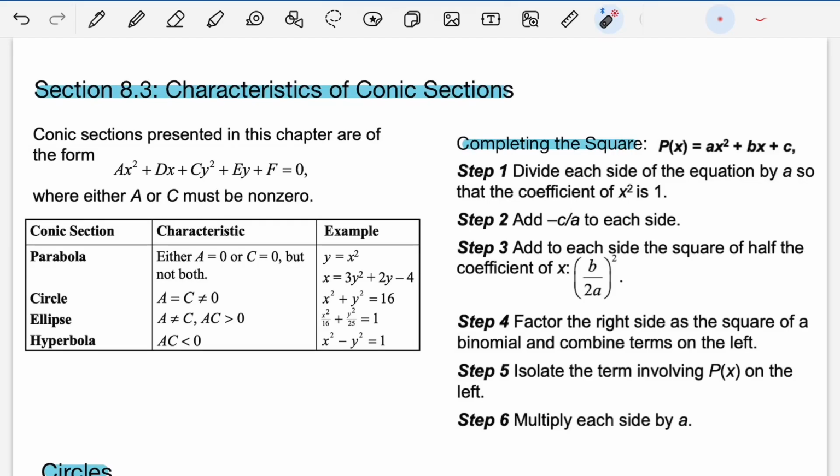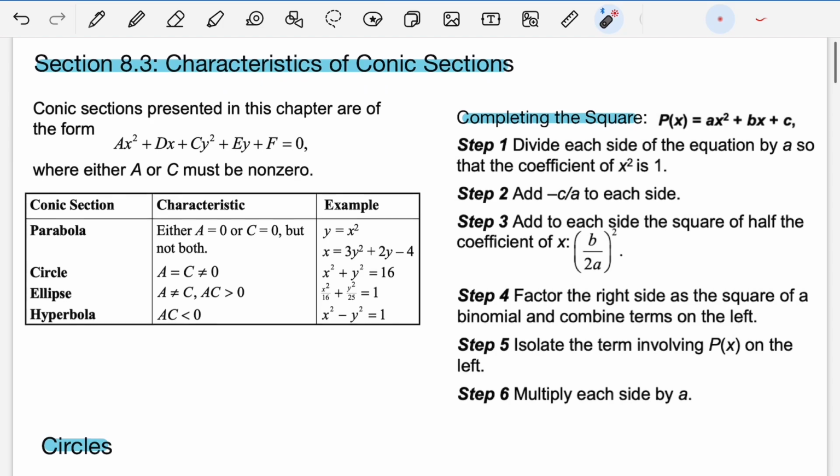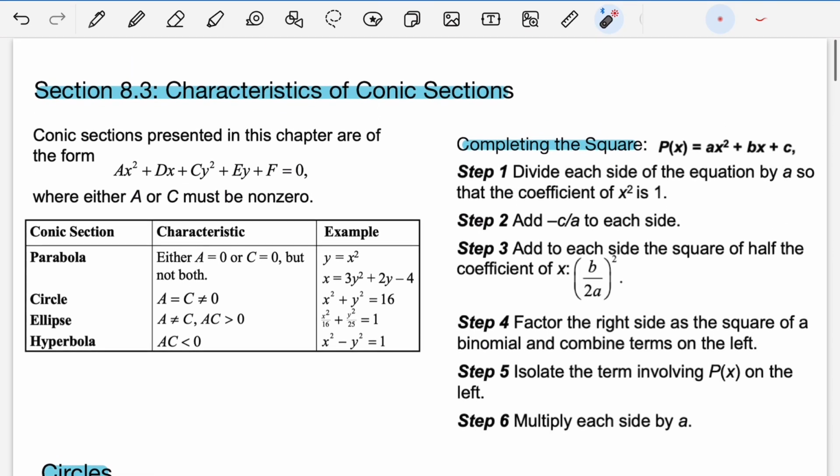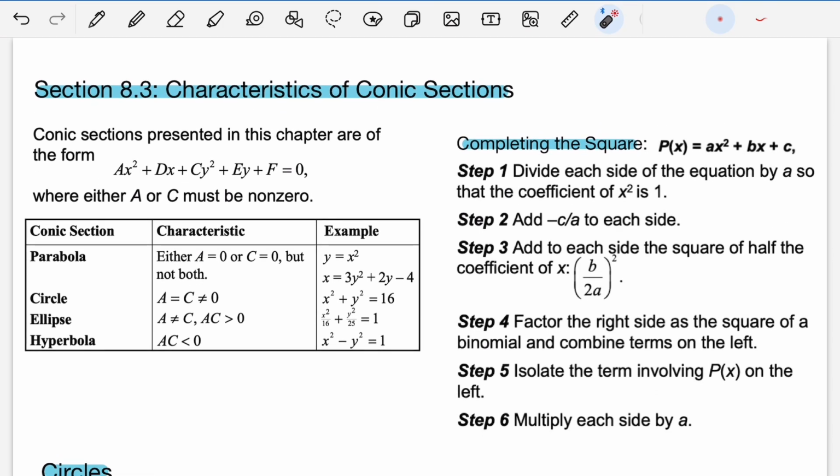In this video, we're going to go over section 8.3 and 8.4 from our textbook. So section 8.3, here I just have a compilation of the different types of conic sections that we've looked at so far in sections 8.1 and 8.2. So far we've looked at conic sections that are of this form here, and these are parabolas, circles, ellipses, or hyperbolas.